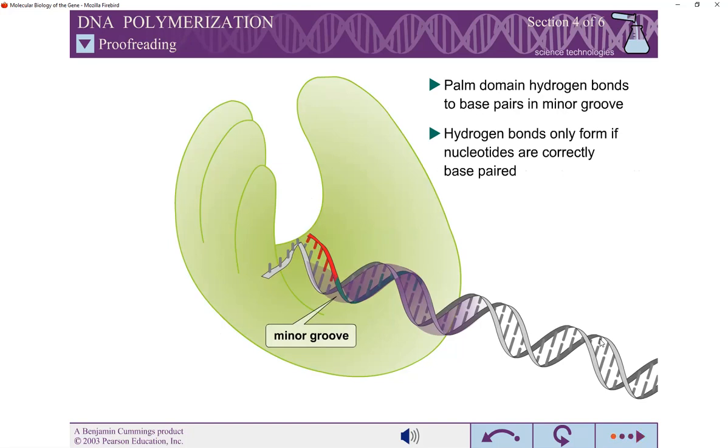Okay. So you can look here. There is a groove that is going to be produced, and the groove that is produced here is referred to as the minor groove of the DNA molecule. This minor groove is being produced by the region of the palm domain. The palm domain is going to interact with the minor groove of the DNA molecule with several nucleotides. Okay, the palm domain hydrogen bonds to base pairs in the minor groove. Hydrogen bonds only form if nucleotides are correctly base paired.